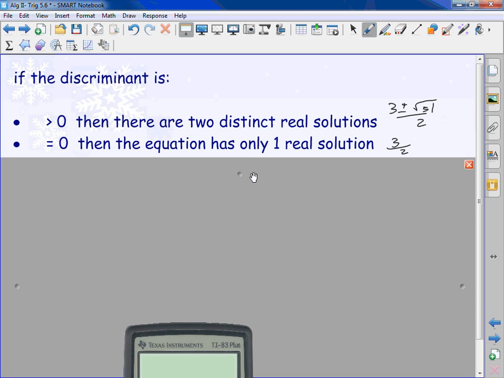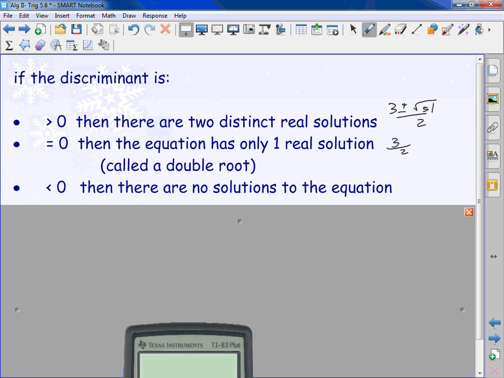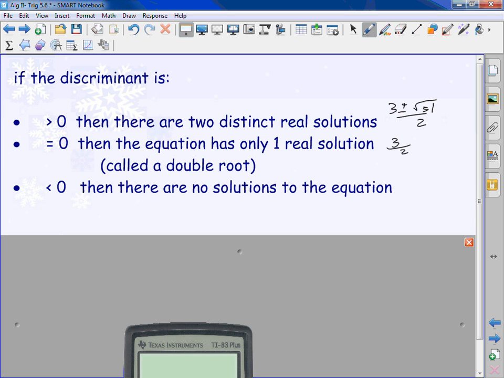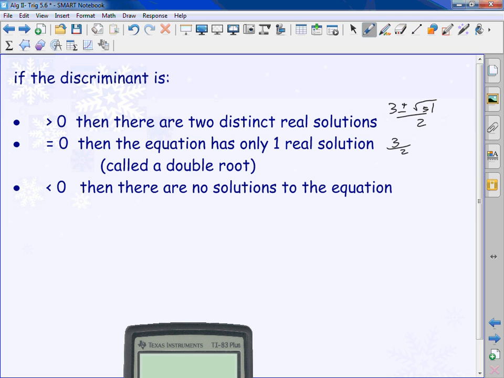And what's the last one? Less than 0. If this was negative, what does that tell me? There's no solution. If there's one, it's called a double root. It only hits in one spot. That's the only correct answer. What's the error? Yeah, if you try taking the square root of a negative number right now, it's going to give you an error. Right now? Oh, God. Oh! What are we doing now?